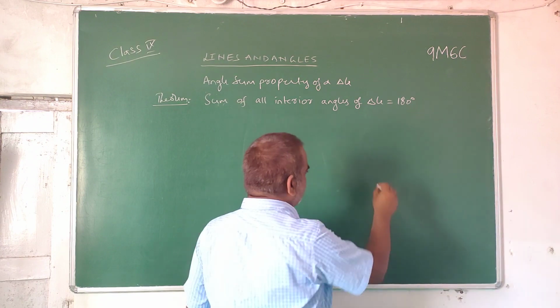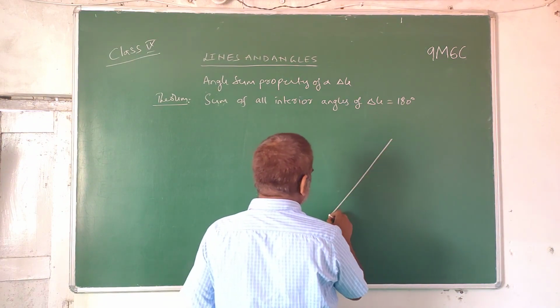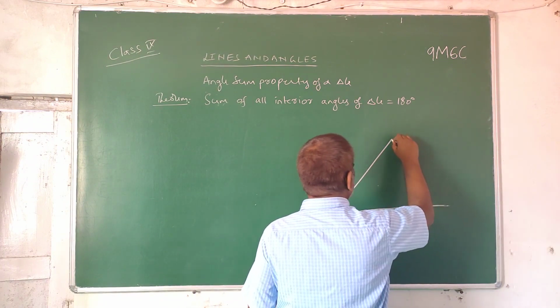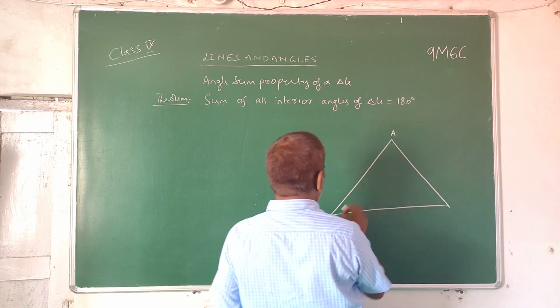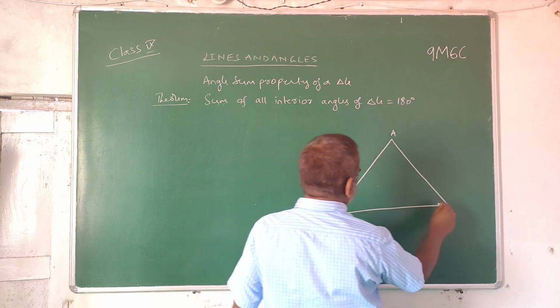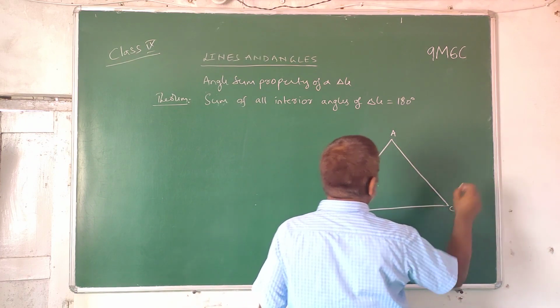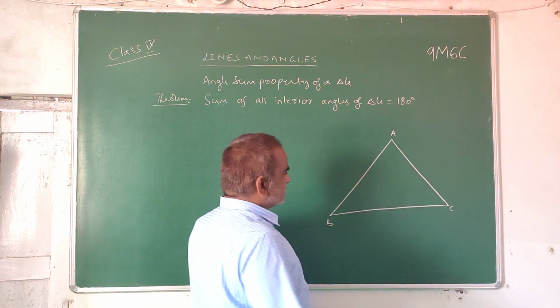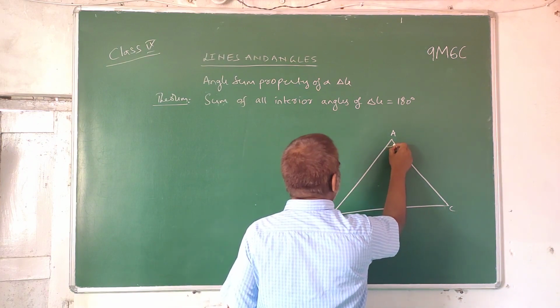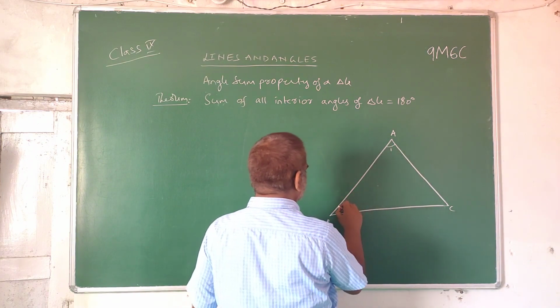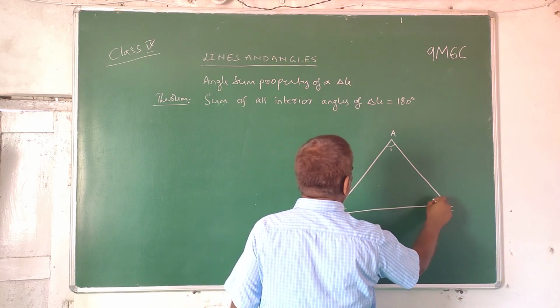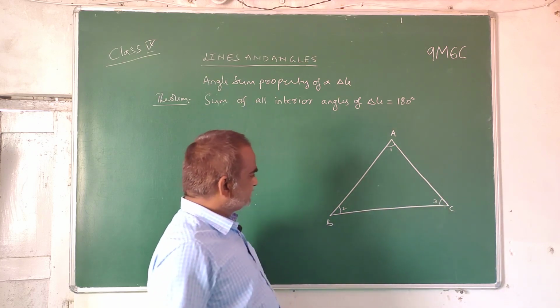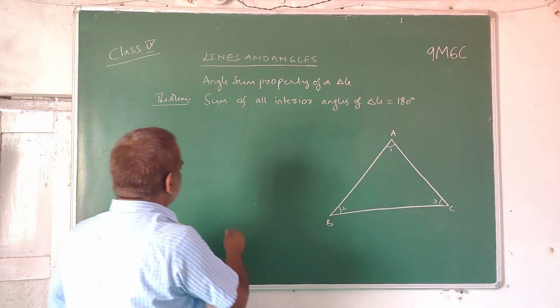So now take a triangle. This is A, B, C. Right? Say these are the interior angles: angle 1, angle 2, angle 3. These are the interior angles. So now let us start.